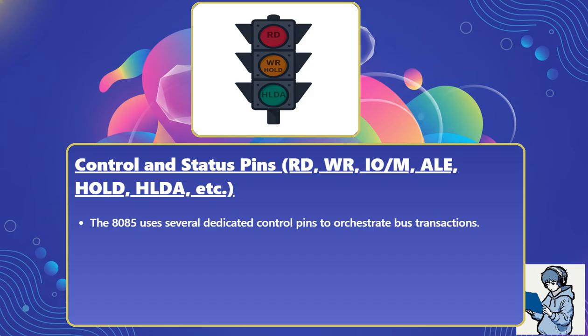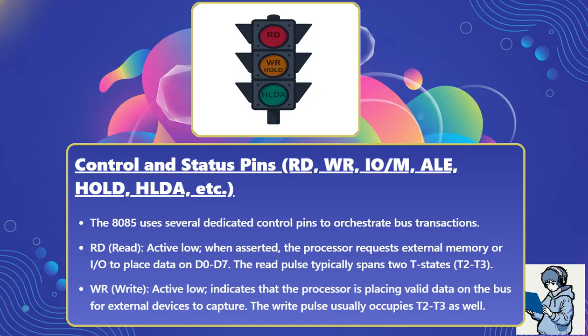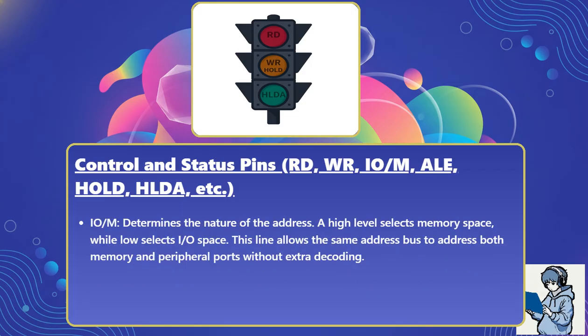The 8085 uses several dedicated control pins to orchestrate bus transactions. RD, read, active low. When asserted, the processor requests external memory or input-output to place data on D0 to D7. The read pulse typically spans two T states, T2 to T3. WR, write, active low, indicates that the processor is placing valid data on the bus for external devices to capture. The write pulse usually occupies T2 to T3 as well.